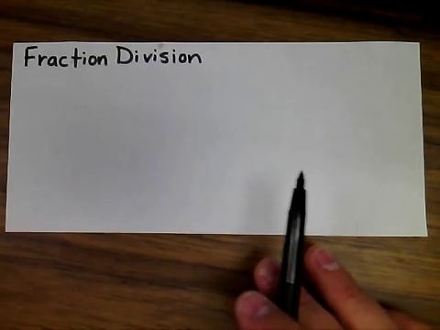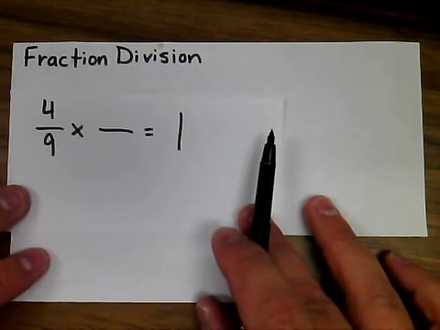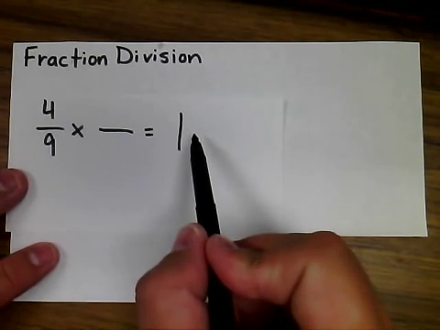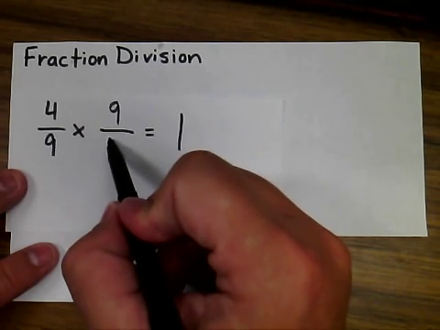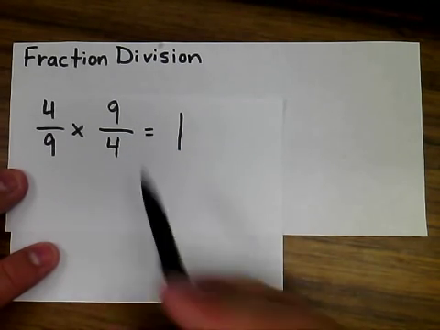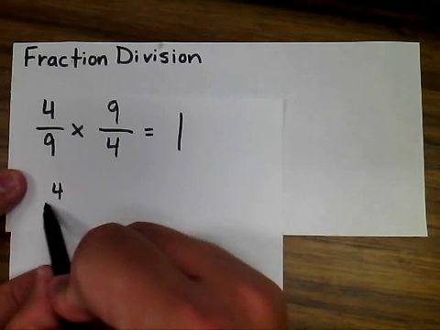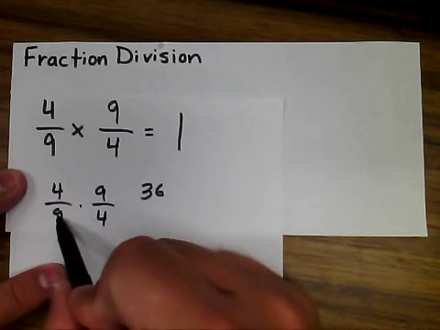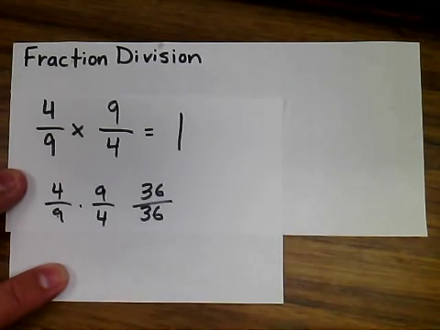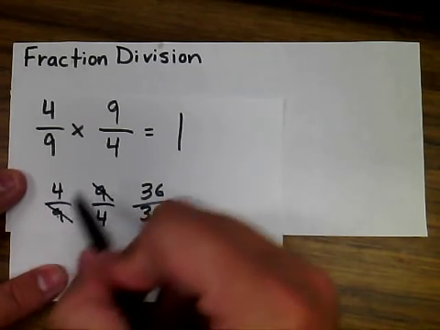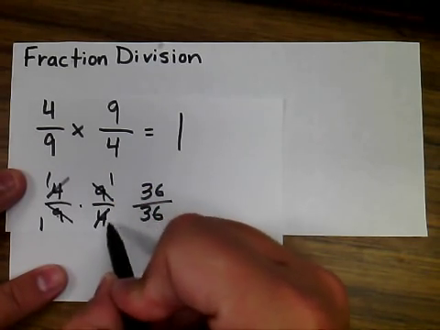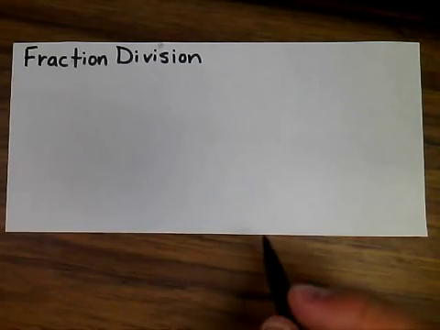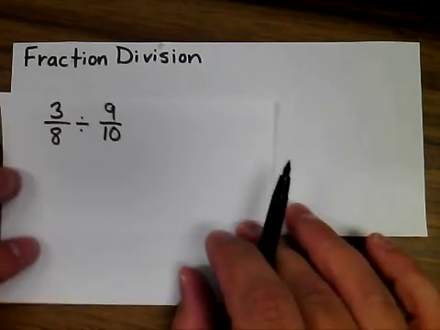Now you can use your knowledge of reciprocals to figure out this problem. We're trying to determine what fraction you can multiply by 4/9 to equal 1. And it clearly would be the reciprocal of 4/9, 9 over 4. If I wanted to multiply that out, 4 over 9 times 9 over 4, 4 times 9 is 36, 9 times 4 is 36. If you wanted to, you could have cross-canceled and had the same answer as well, of 1 over 1, which equals 1.